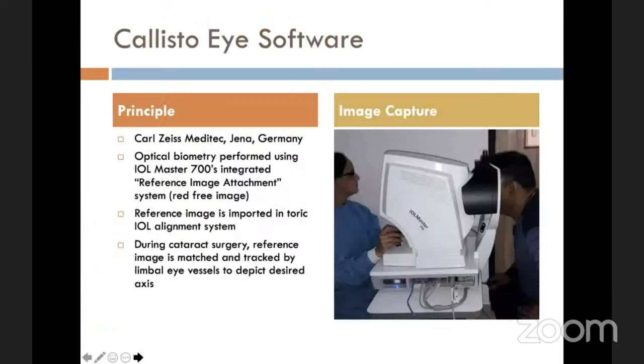The second system that we have is the Callisto eye software system, which again has a reference image which is imported in the toric intraocular lens alignment system.